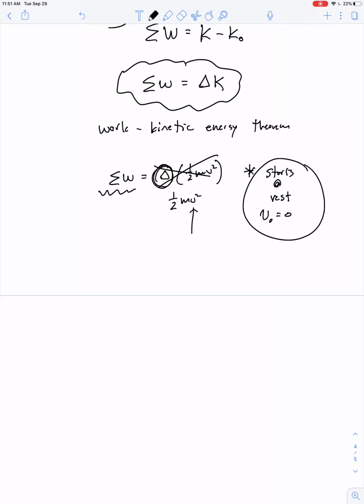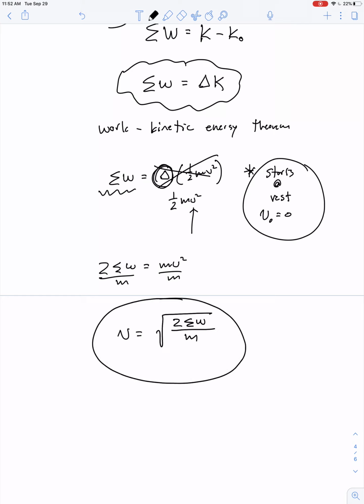Do some algebra. Let's multiply both sides of the equation by 2. So 2 times the net amount of work is equal to mv squared. Divide both sides of that equation by mass. In the end, with one more step of algebraic work, we can easily show that an object's final velocity, if it starts from rest, should be equal to the square root of 2 times the net amount of work done on it divided by its mass. All right. In upcoming video lessons, you'll see how we can apply this equation.